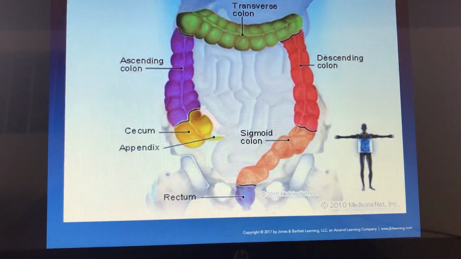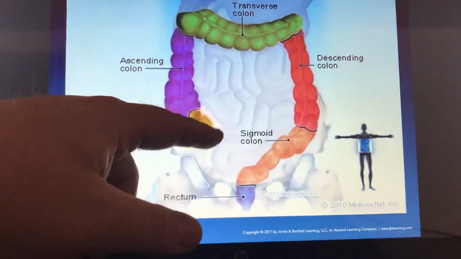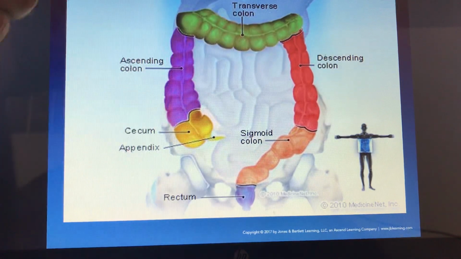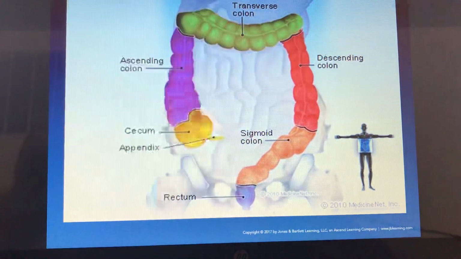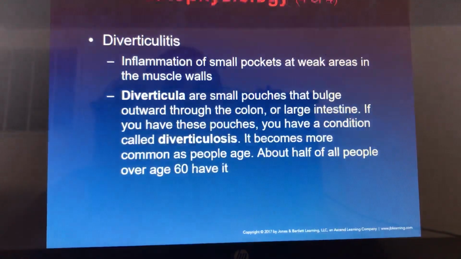These are the portions of the colon itself. Remember I said the ileocecal connection right here. They call it the cecum, the small area. But then you have the ascending colon that goes up, the transverse colon that goes across, the descending colon that goes down, and then the sigmoid colon comes out and into the rectum. Then you do have bowel leave the anal sphincter.